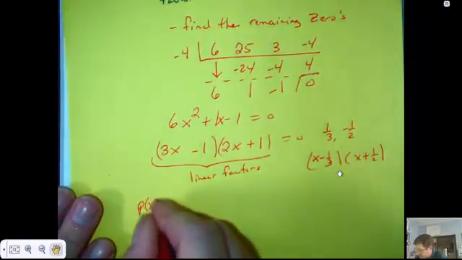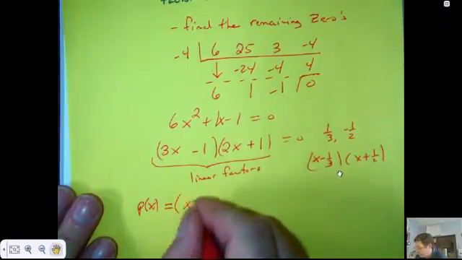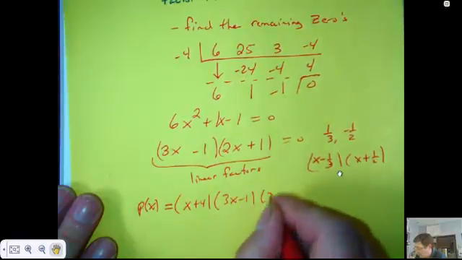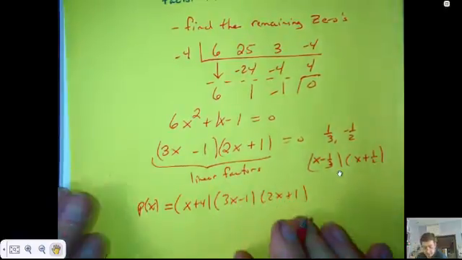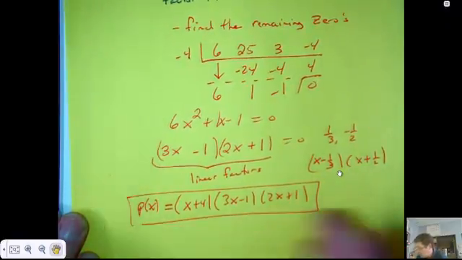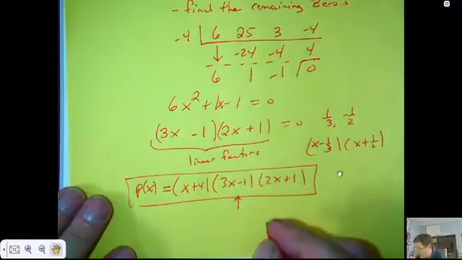P of x. The very first 0 was negative 4, so that factor is x plus 4. Then I have 3x minus 1 and 2x plus 1. And this then is a product, or all multiplied, of linear factors.